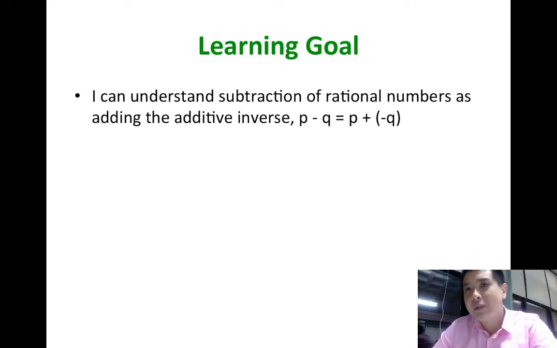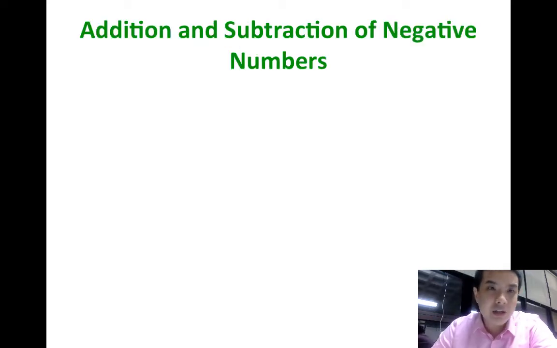For example, the opposite of negative 3 is 3. The opposite of negative 5 is 5. The opposite of 7 is negative 7. And the opposite of 10 is negative 10. So let's get started. Today's lesson is called Addition and Subtraction of Negative Numbers.